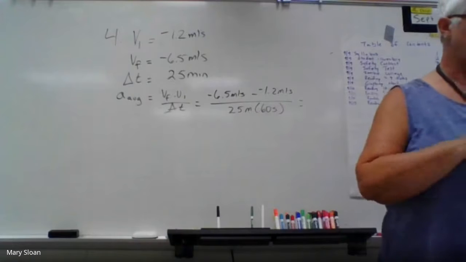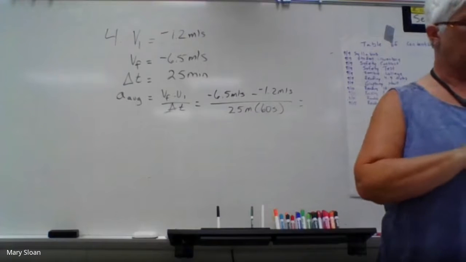No wonder mine was off. Yeah, me too. It was negative 6.5 minus negative 1.2. What did you get? Ooh. I got negative 12.72.